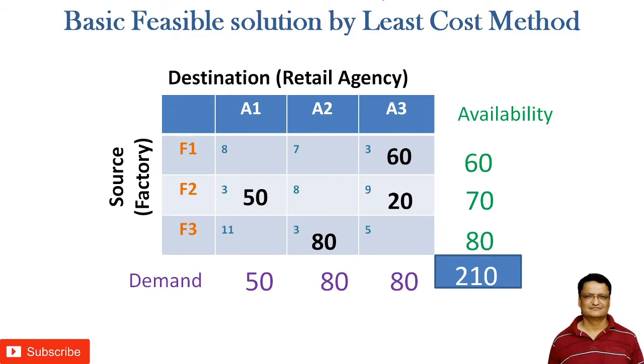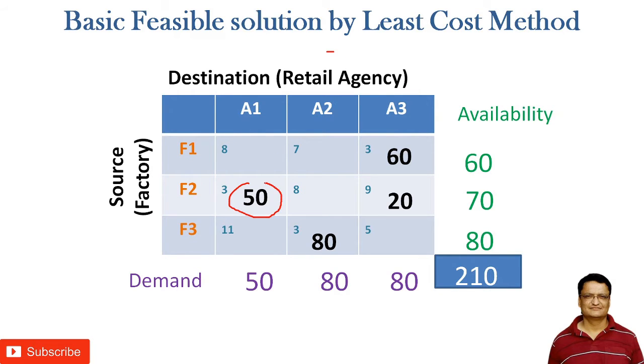So once the basic feasible solution is available to you, you can proceed with the UV method to verify whether your solution is optimum or not. If it is not optimum, we have to perform certain iterations that we will see next. So what is this 50?